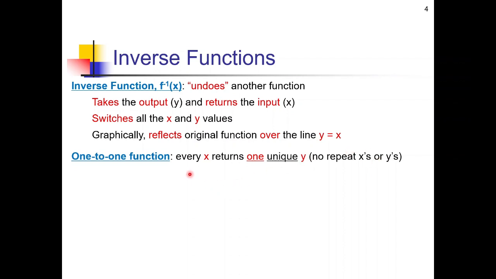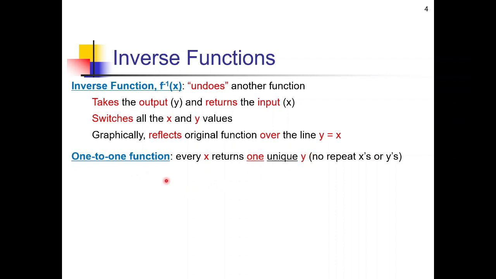So if I plug in two different x values, I will get back two different y values. Remember when we were talking about functions, we said that we're not allowed to get two different y values back. Well, this is kind of more strict than that. This is saying we're not allowed to plug in two different x values and get the same y value back.